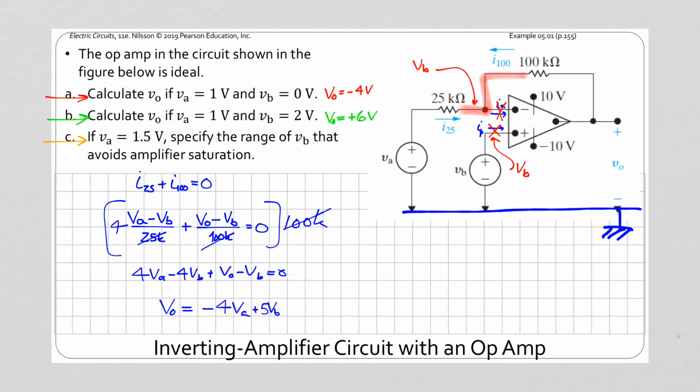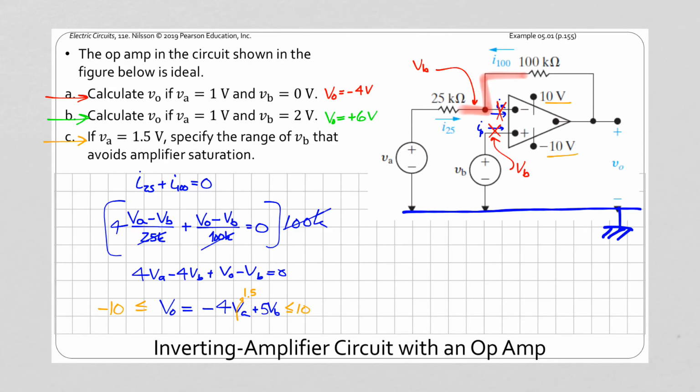So I have an algebraic equation for VO, depending on VA and VB, and in fact, if we plug in the values we have here, we get that value. If we plug in the values we get there, we get that value as well. So we could have done this at the beginning if we wanted to. We want VA to be 1.5, and we want to find the range of VB to avoid saturation. Well, to avoid saturation, that means that this output voltage has to be between the supply voltages that are plus or minus 10 volts.